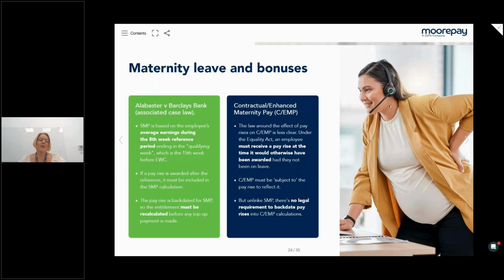So how does that affect company maternity pay? Well, you would generally have a policy that would confirm what you do. There isn't a legal obligation to backdate the pay rise, but there may be a contractual or a moral obligation. So again, if you do have contractual or enhanced maternity pay and the employee has a pay rise, or would have had a pay rise had they been in work, then take advice and we'll support you through what to do.